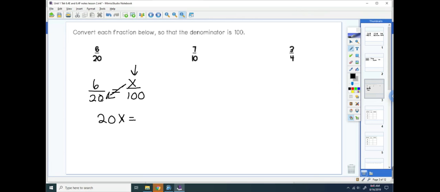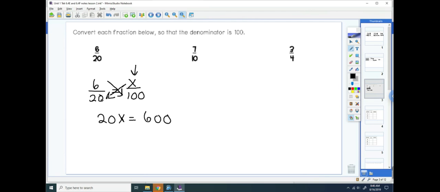So we have to do the same thing to the other side. I'm going to cross multiply 6 to 100. So you're going to do 6 times 100. Well, I know 6 times 1 is 6, and you just put the 2 zeros next to it, and that would be 600. Now I actually have an equation, which is 20x, or 20 times x, equals 600.